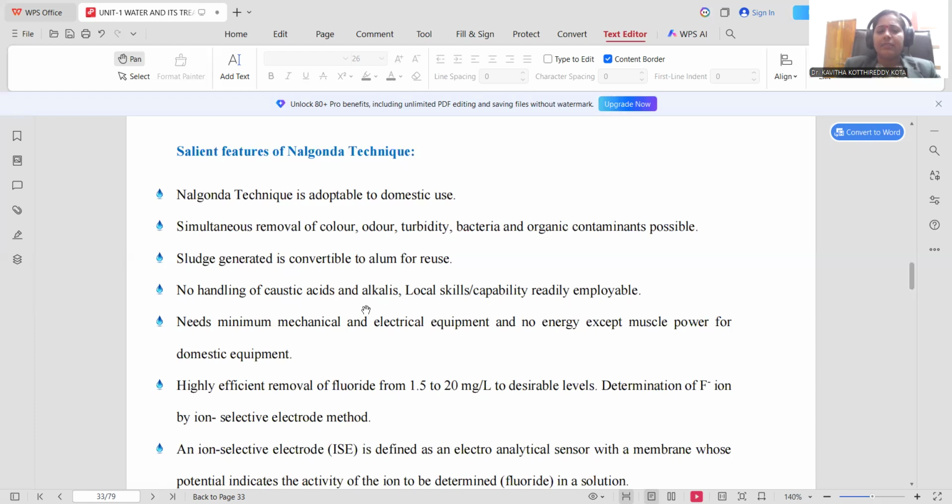Handling charges are extremely low, an alkali solution is required, and proficient people are not required. Normal people can operate this Nalgonda technique.